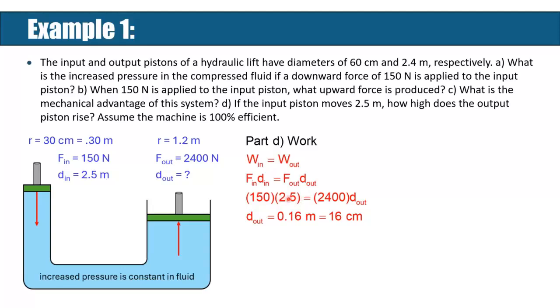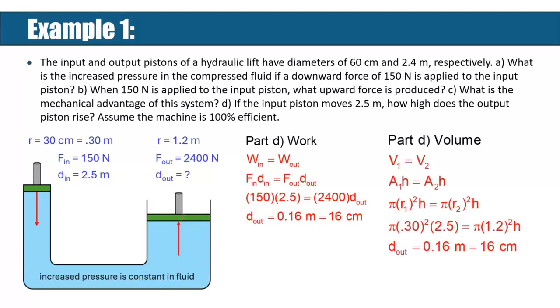So I am pushing 2.5 meters, and it's only lifting 0.16 meters. The second way that you can solve the problem is to think about that the volume that you move at the first piston is going to be equal to the volume at the output piston. So when we look at the volumes, let's think about volume as length times width times height.